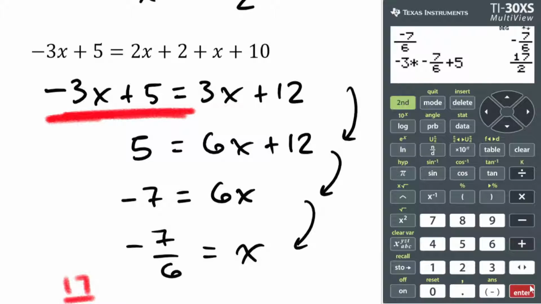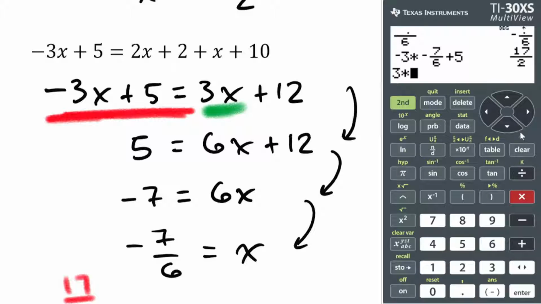17 halves. Now, on the other side of the equation, you can see what I have. I have 3 times x. Okay, let's try that. I'm going to go 3 times. I don't have to enter it again. I just go up, up, up until I got it. There it is. 3 times negative 7/6. And then I'm going to say plus 12.